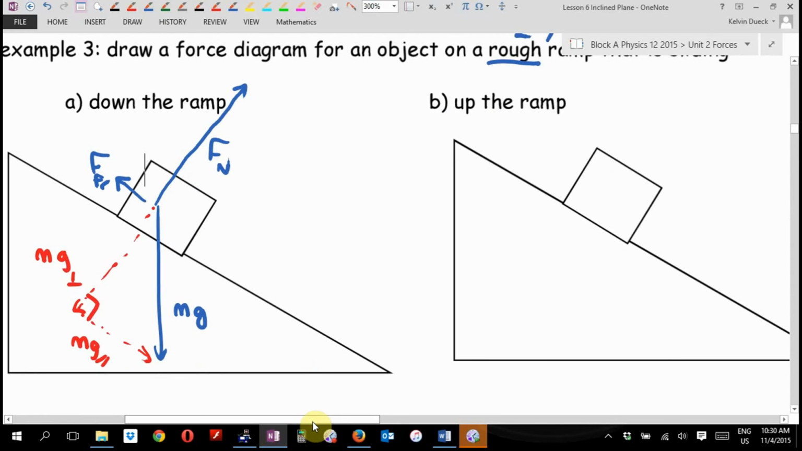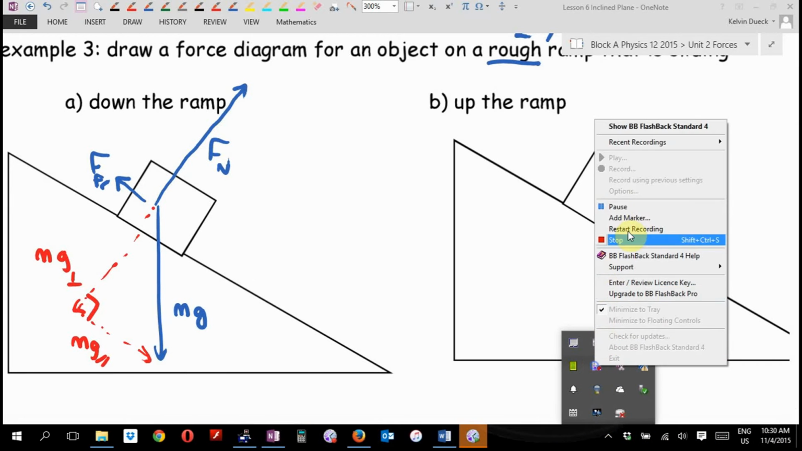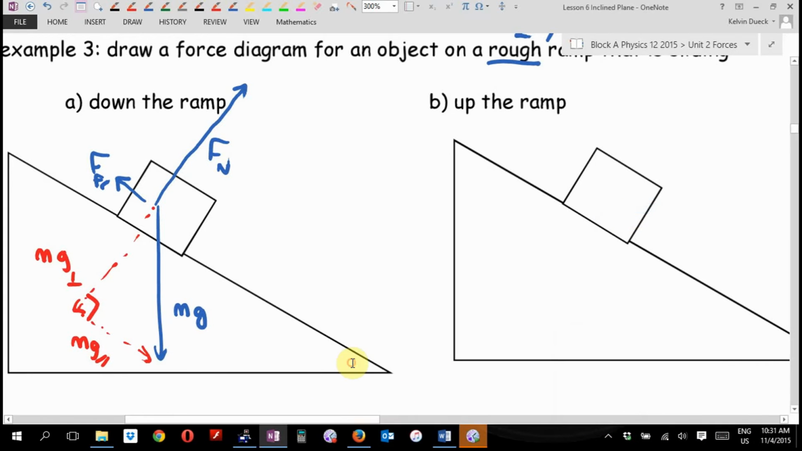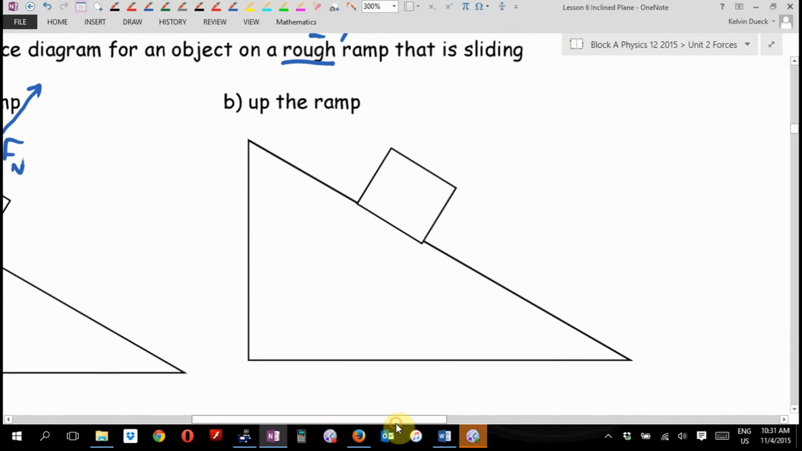Compare that with sliding up the ramp. Now someone might say, Mr. Dewick, how can you be sliding up the ramp? I'll show you real quick. So no applied force, which means what are the forces acting on this block? Get the obvious one.